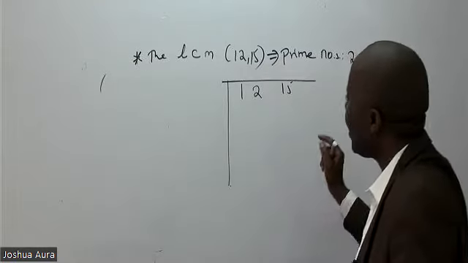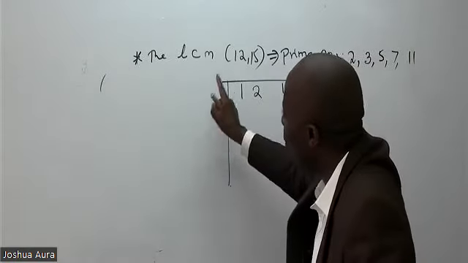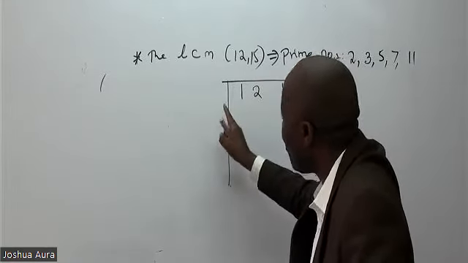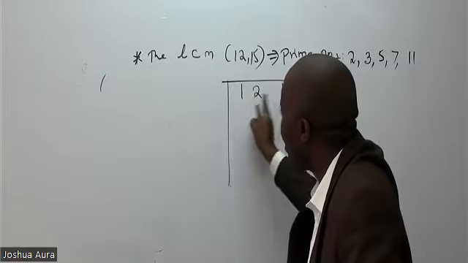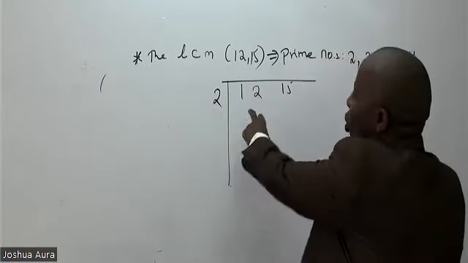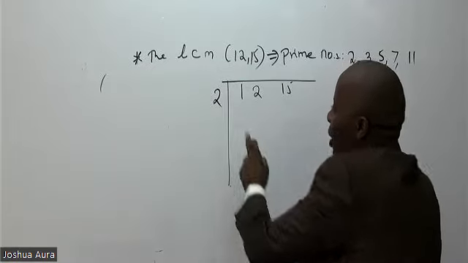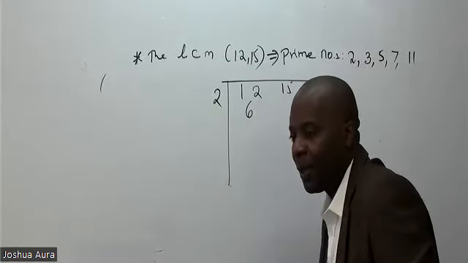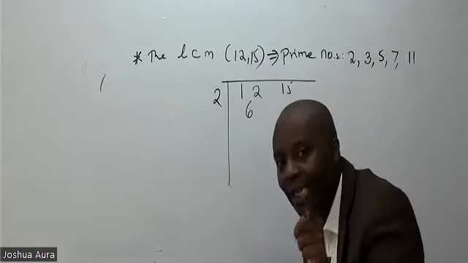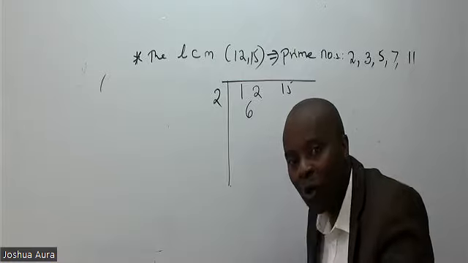So we shall start, ladies and gentlemen, by appreciating these prime numbers for us to be able to get the least common multiple. Now here we have 12 and 15. I'll ask myself whether the smallest prime number, 2, is able to go into any of these. 2 will go into 12. 12 divided by 2 gives me 6. When I pick 15 divided by 2, I'll end up getting a decimal, 7.5, which will be wrong. I would always want to work with whole numbers.